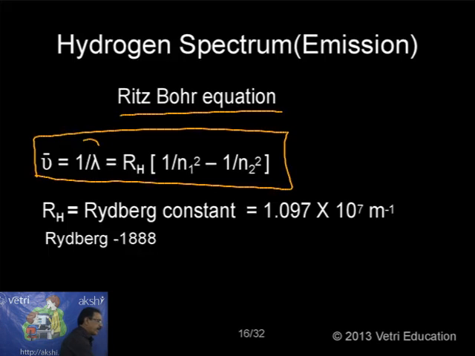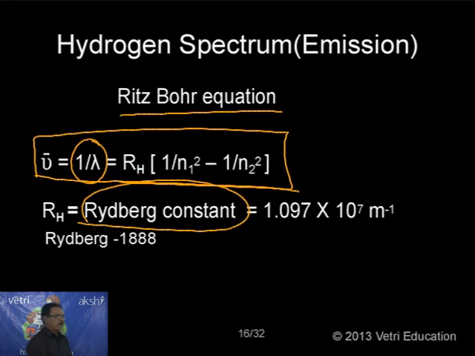Wave number is equal to 1 by lambda, that is equal to RH into 1 by N1 squared minus 1 by N2 squared. N1 is the lowest state, N2 is the highest state. RH is the Rydberg constant. That value is 1.097 into 10 to the power of 7 per meter. The interesting information is, if the electron is moving from a higher level to a lower level, N2 to N1, we can calculate the wavelength or wave number, because this is the equation we can apply. Questions can be asked based on this. Anyway, I will be discussing later.